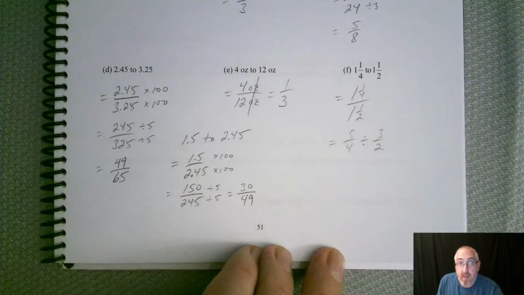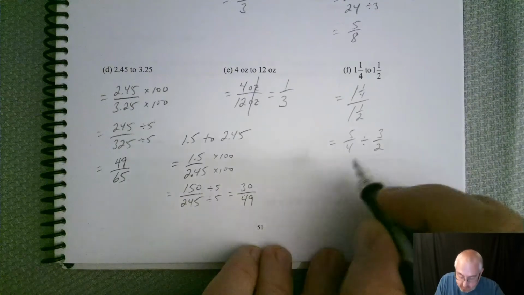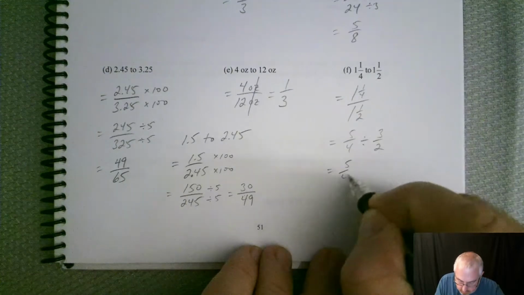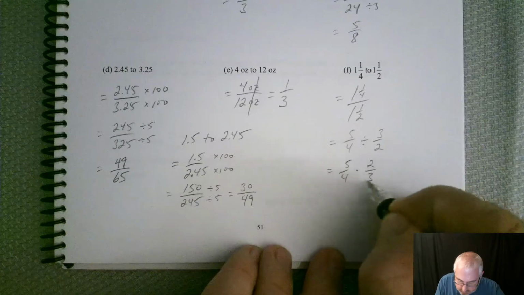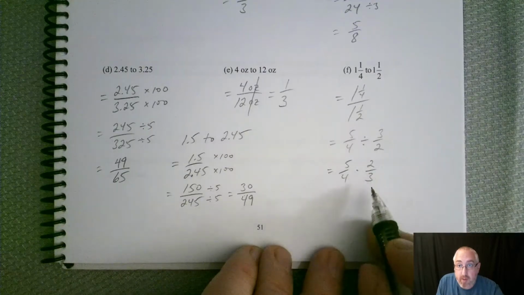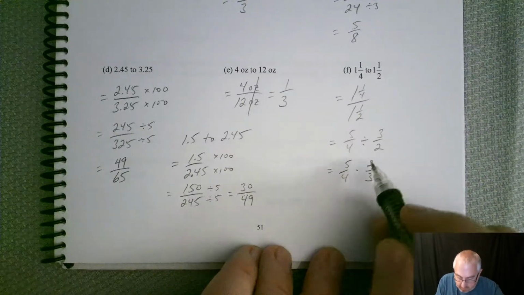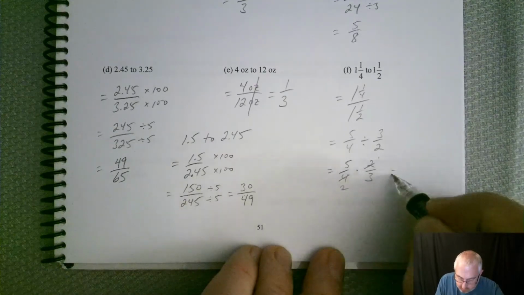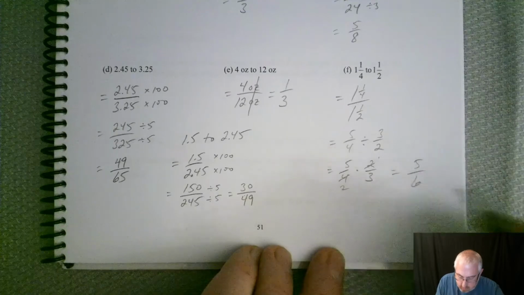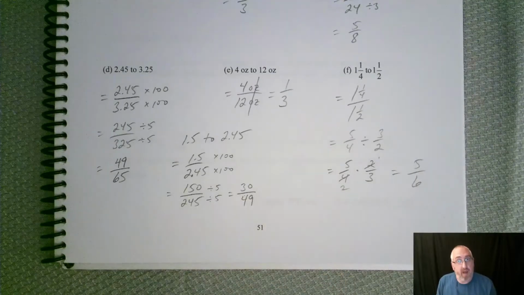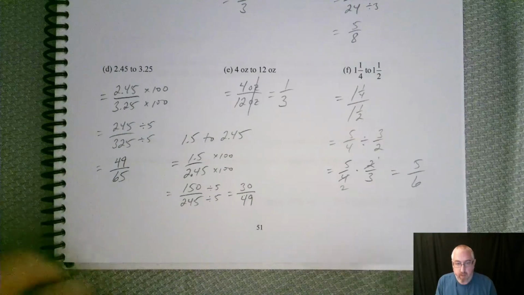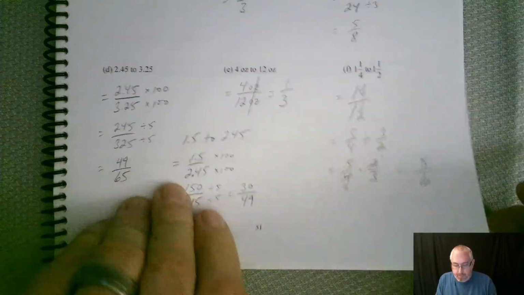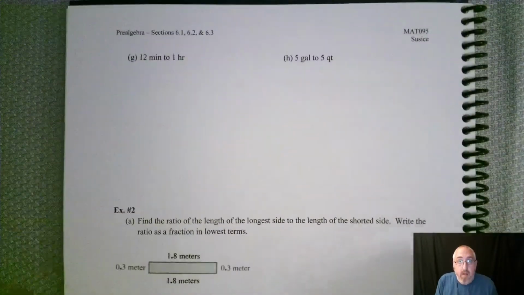And so now we have this, and now we can do our switch and flip. So that's going to give us 5/4 times 2/3, and now we can do a little bit of cross canceling. And then when we multiply straight across, we get 5 over 6. So 5 to 6 ratio. Okay. Let's take a look at a couple more, and then we'll take a pause.